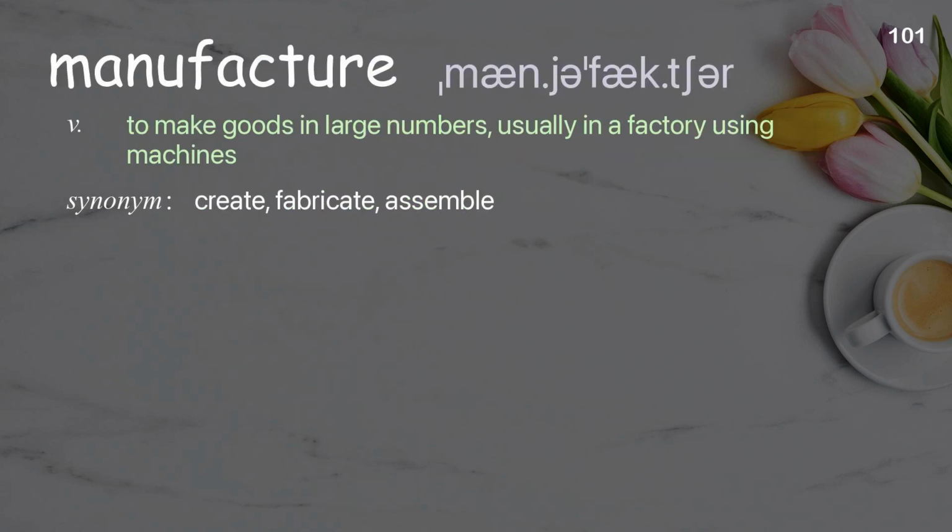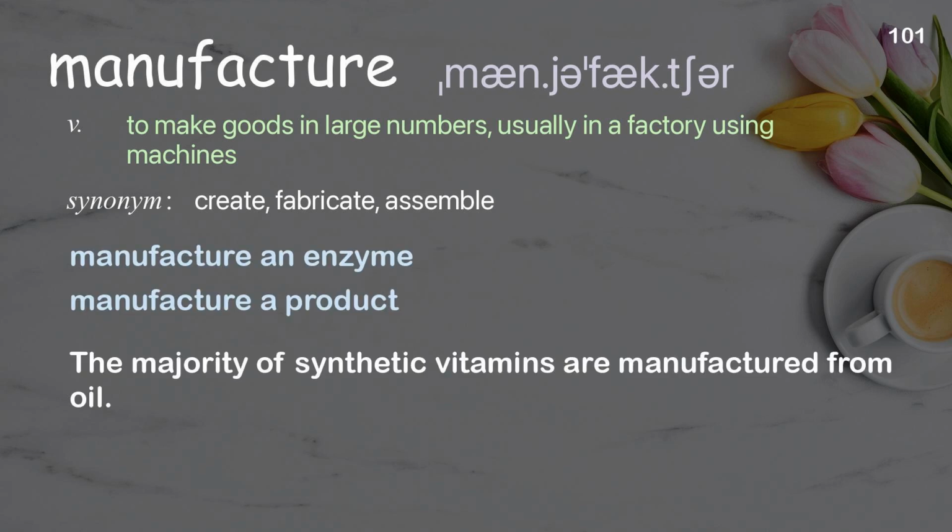Manufacture. To make goods in large numbers, usually in a factory using machines. Examples: Manufacture an enzyme. Manufacture a product. The majority of synthetic vitamins are manufactured from oil.